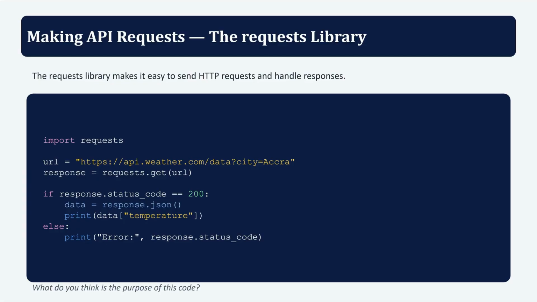So here's how you make an API request. First off, you're going to import requests. Here, for example, this is the URL, apiweather.com, and in this data, the city is Accra. Then this is how we get the response. If the response status code is successful, which is what the 200 means, then we print the temperature. Otherwise, there's an error, so we stop.